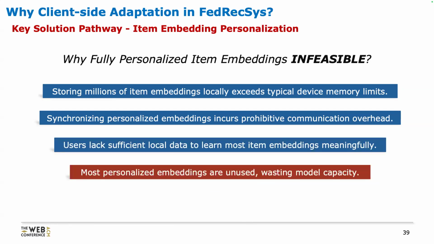So you would end up wasting model capacity on vectors that never get updated and risking overfitting on just a few data points. These facts together, limited memory, prohibitive communication, and insufficient local data, would make fully personalized item embedding simply infeasible at scale.